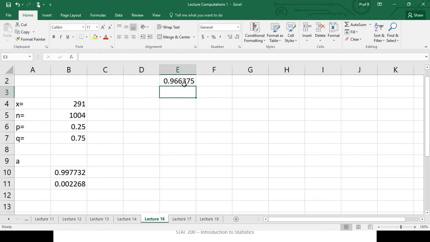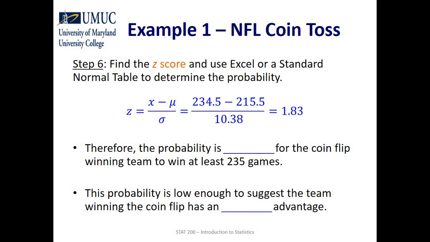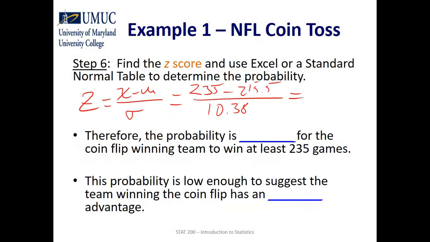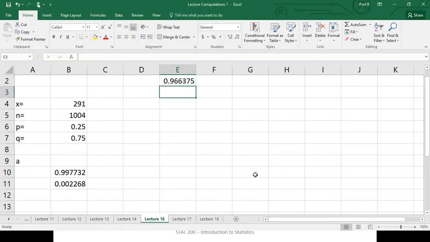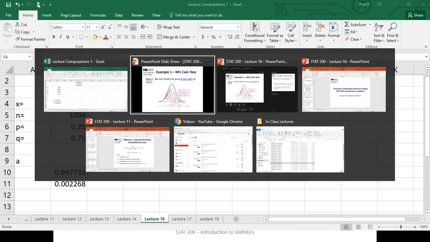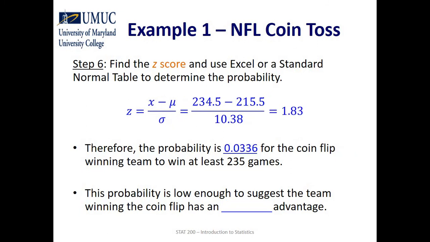Okay, that gives us 0.966375. But remember, when we do one of these, it's actually giving us this area over here. So we want to go back and do 1 minus that to get the actual value. Equals 1 minus that, which is 0.0336. Sorry, that's what I had, I just didn't say it correctly. So this probability is low enough to suggest that the team winning the coin flip has an unfair advantage.